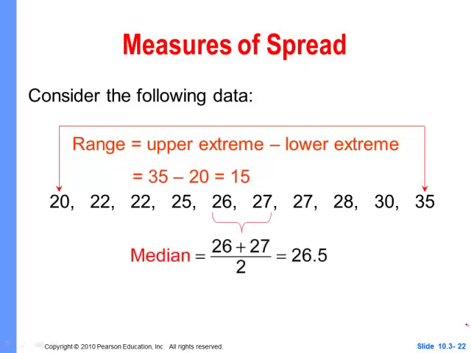And what we're going to do is we're going to get the median. Since it's 10 values, 2, 4, 6, 8, 10. Since there's 10 values, there's 2 in the middle. Take the average, 26.5. That's the median.